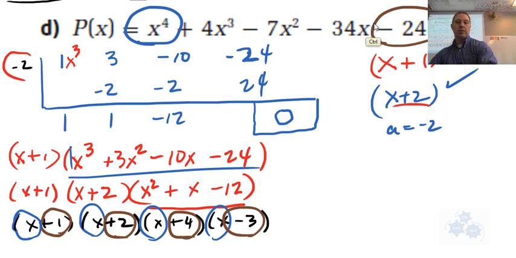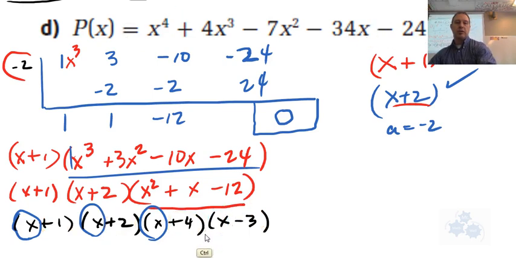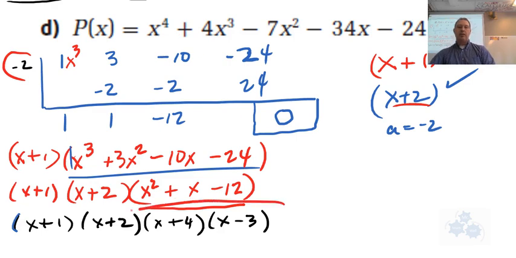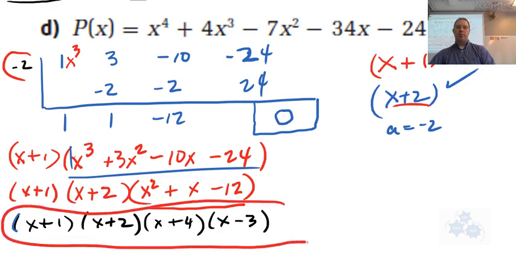So that's our answer. Those are our answers. I'll just get rid of those circles, and we'll circle that up. And there is your fully factored form of our original p of x.